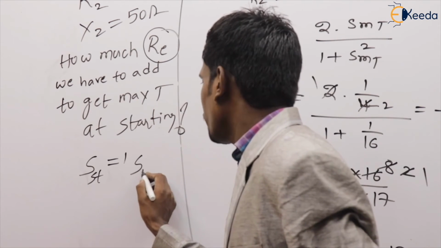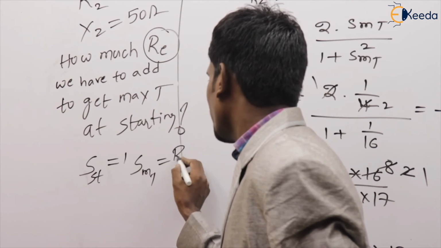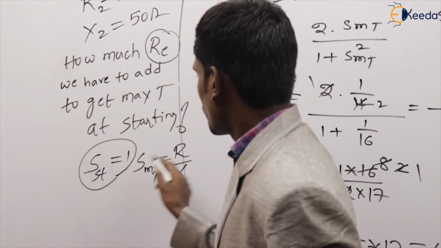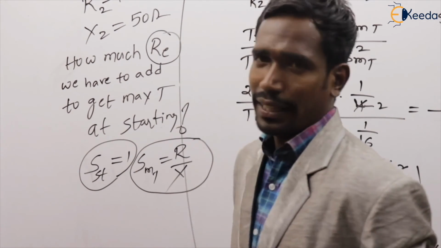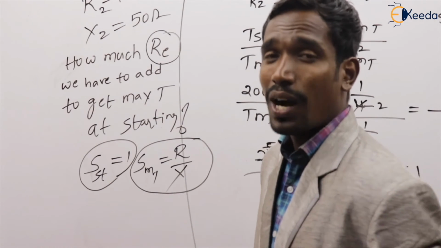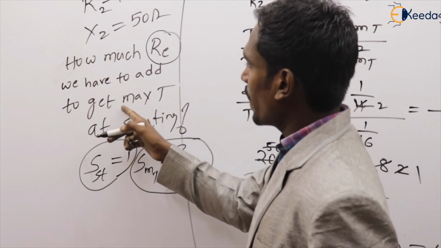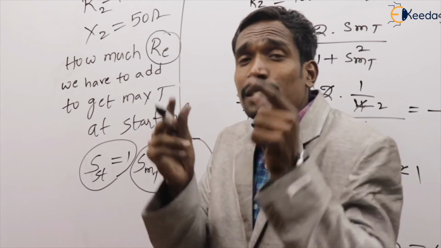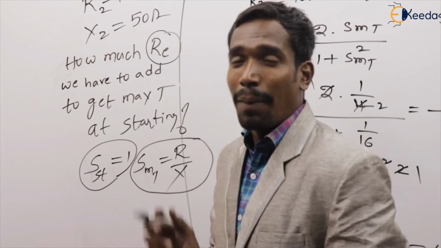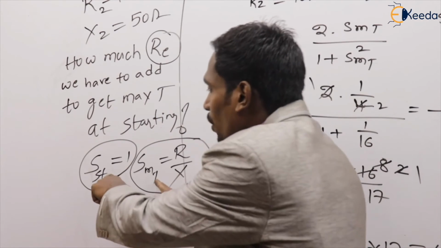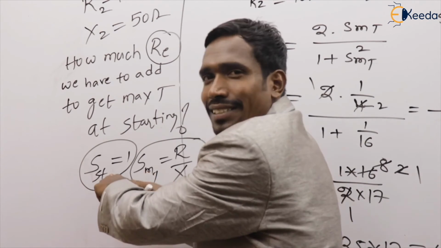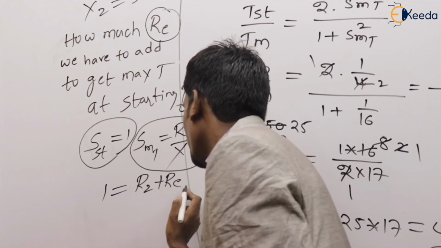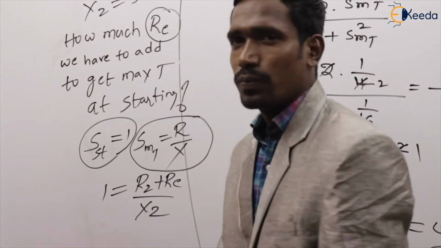Tell me, what is the slip at maximum torque? The slip at maximum torque is equal to R by X. Slip at starting is 1, slip at maximum torque is R by X. How much resistance do we have to add to get maximum torque at starting? If maximum torque occurs at starting, both are the same, so 1 should be equal to (R2 plus RE) divided by X2.